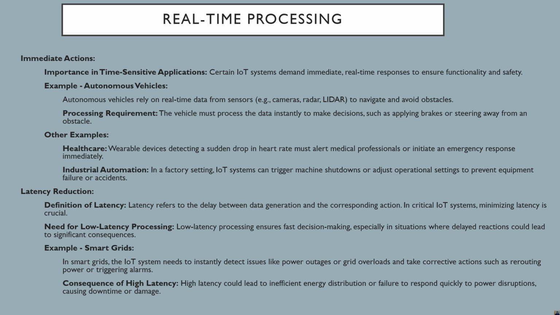Next, moving on to latency reduction. The latency refers to the delay between data generation and the corresponding action. In critical IoT systems, minimizing latency is crucial. Low latency processing ensures fast decision making, especially in situations where delayed reactions could lead to significant consequences. For example, smart grids and the consequence of high latency.